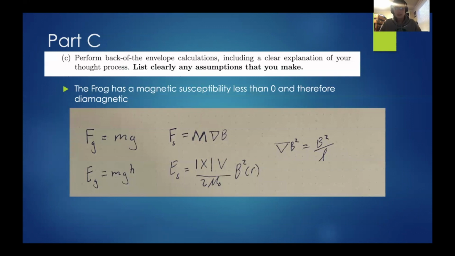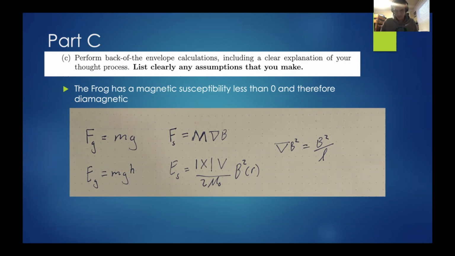So for part C, we're asked to perform a back of the envelope calculation, include a clear explanation of our thought process, and list clearly any assumptions that we make. So the first assumption that we're going to make is that the frog has a magnetic susceptibility less than 0, and is therefore a diamagnetic material. That way it'll be repelled by the magnetic field and it won't be attracted towards it.